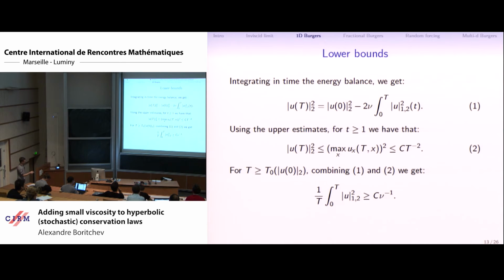So here I give a little more detail about how we obtain the lower bounds. You integrate in time, and then this decreases again like t to the power minus 2. Then you have to wait long enough, depending on the L2 norm of your initial condition, and you obtain this estimate. So the square of the H1 norm, if you average it, is larger than a constant times nu to the minus 1.